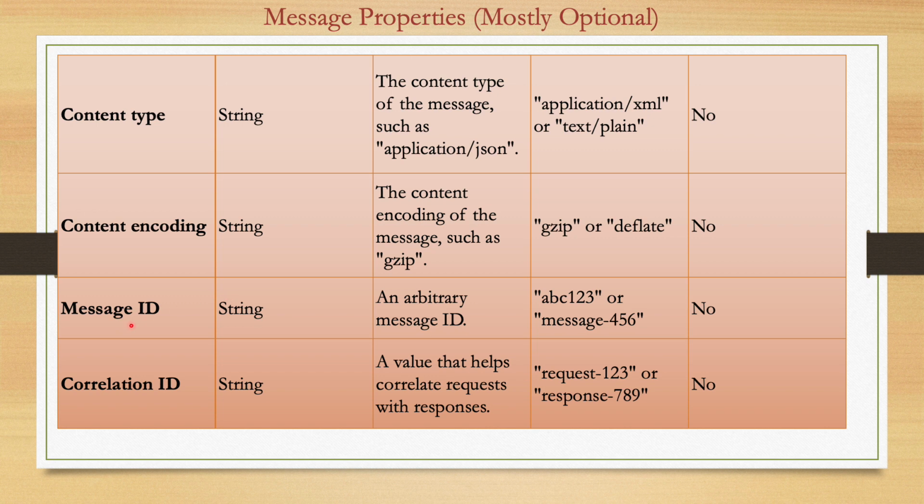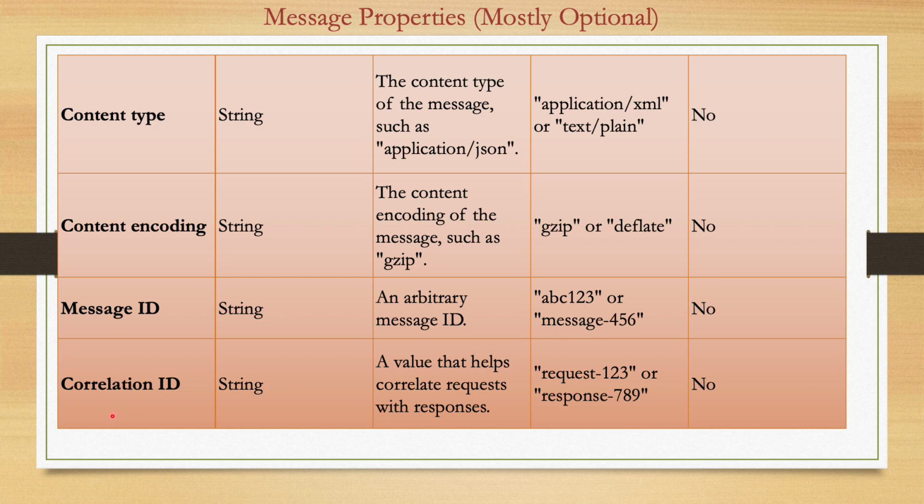Message ID. The message ID is an arbitrary identifier assigned to each message. It can be useful for tracking or referencing messages within a system. For instance, you could use a unique identifier like ABC123 or message-456 as the message ID. Consumers can use the message ID for message deduplication, tracking message flows, or implementing request-response patterns.